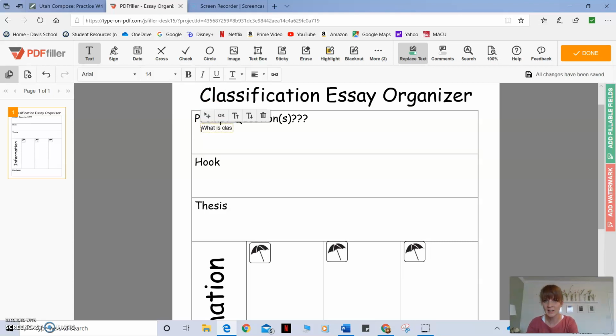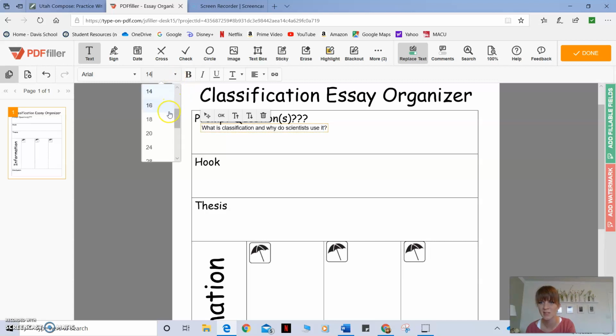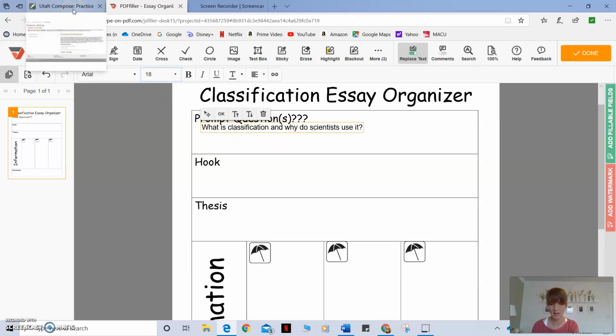What is classification and why do scientists use it? Okay, guys, that's our very first thing. Let's see if we can make that a little bit bigger for you all. Write yours down while I'm making mine bigger. Text size, maybe 16? I don't know. How do you feel about that? 18? Beautiful. Okay, I'm going to go back to my prompt now that I've gotten that written down on my graphic organizer, and I'm going to make sure that I haven't missed anything else.